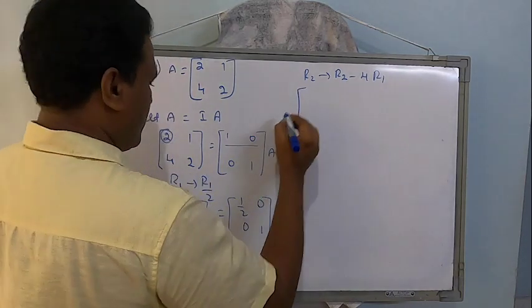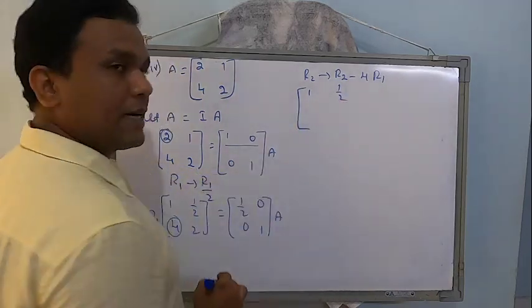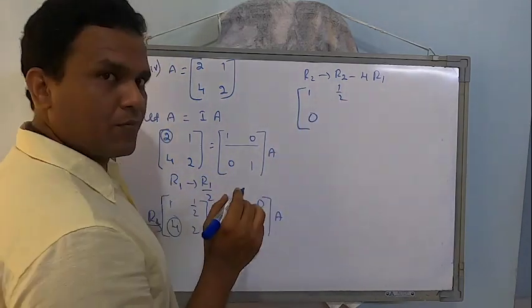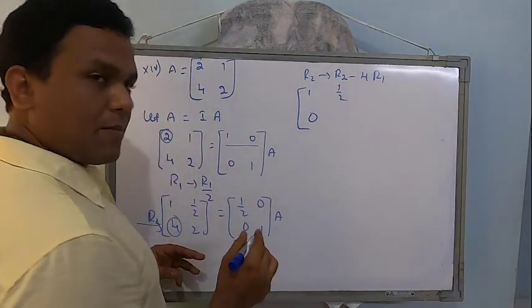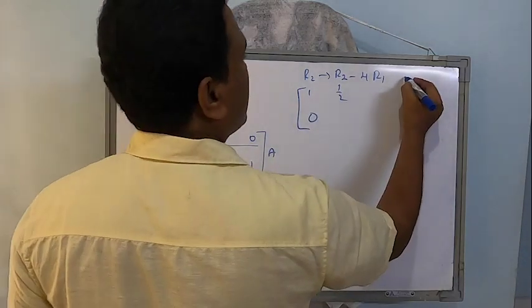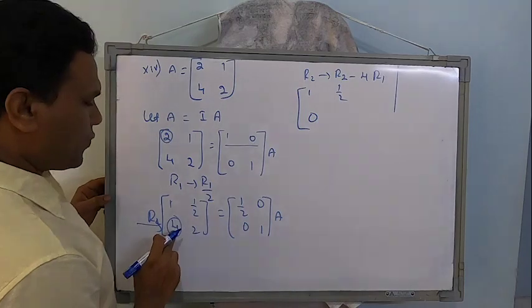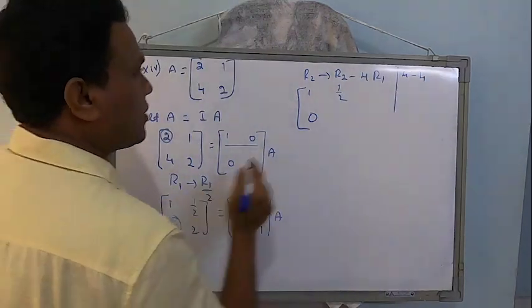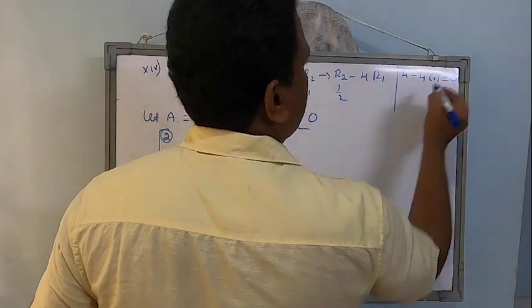So on doing this, first row no change, 1, 1 by 2. Correct, right? So 4 minus 4, 0. And see what happens next one. How I got 0 is, R2 first element is 4. So 4 minus 4, just above that 1. So it's going to be 0.